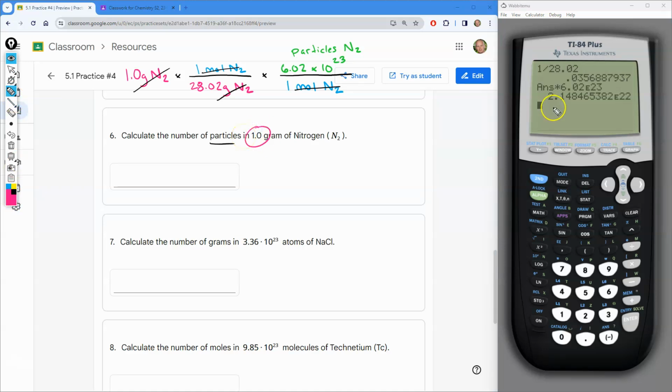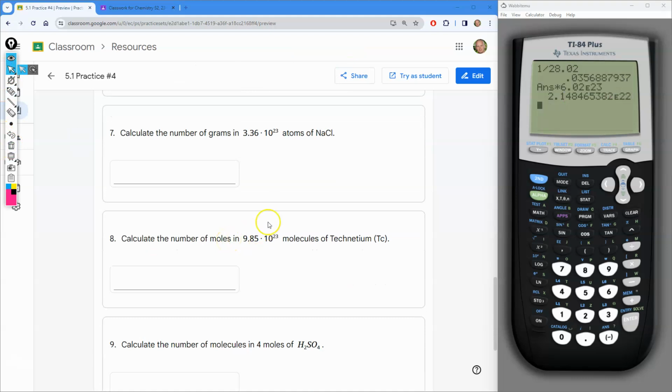Okay, so there's our answer, and we want to make sure that we are rounding to 2 significant figures. That's a trailing 0 after a decimal. So it looks like 2.1. Now, even though the 8 would round the 4 up to a 5, we don't care. We're just looking at the 4. So this would be 2.1 times 10 to the 22nd, it looks like here.